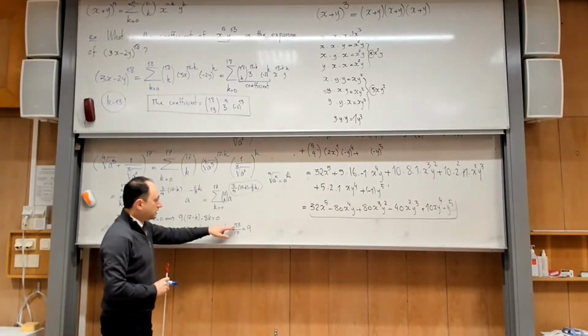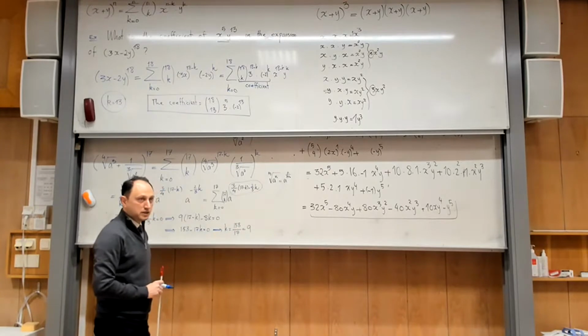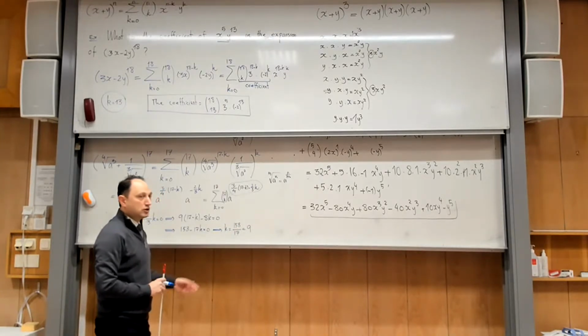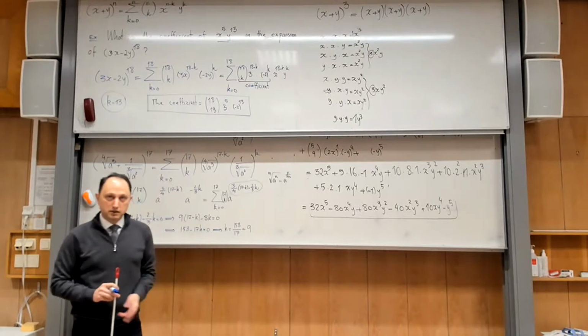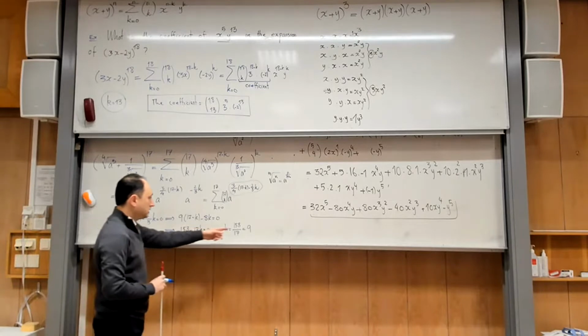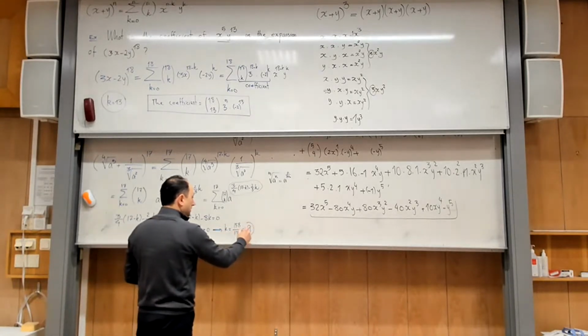But assume that I get 152 divided by 17. Then what is the answer to this problem? You would say there are no terms independent of a, because that k should be an integer. In this case, it is. So the k is 9.